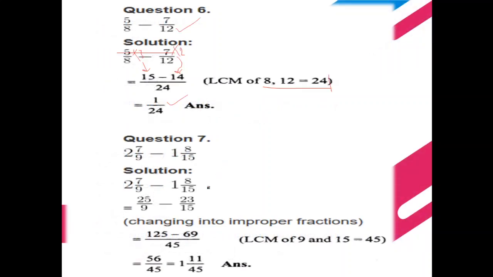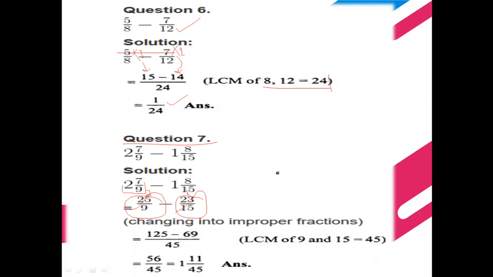Now next question is question number 7. That is also similar, but here a mixed fraction is there. So firstly we have to convert into an improper fraction. So 2 7 upon 9 will be converted to 25 by 9. And 1 8 upon 15 will be converted into an improper fraction, 23 upon 15.